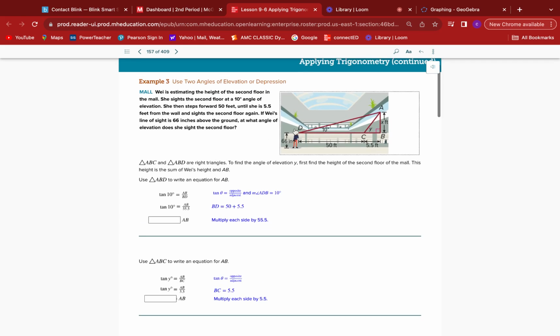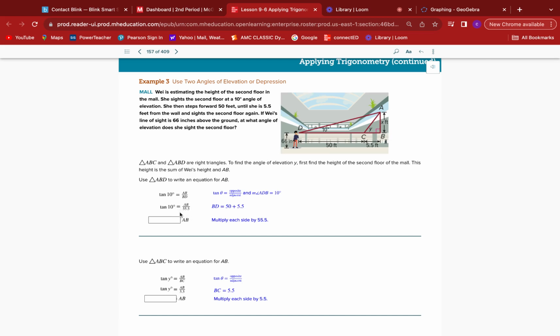All right, here we go. Oh, they set it up for me. I love it. So Way is standing out here. She's looking up 10 degrees. We need the opposite side to Way. And if we add these 2 lengths together, we'll have how far she is from the wall, which is going to be 50 plus 5.5. That's going to be 55.5. And it looks like they go ahead and add that for me, which is nice. Man, they set the whole thing up. Okay. So opposite X over the adjacent 55.5 is a tangent problem.